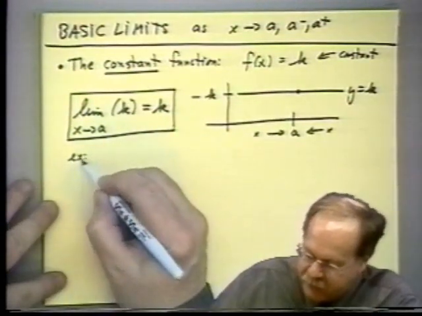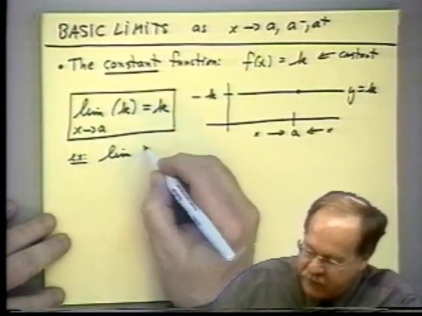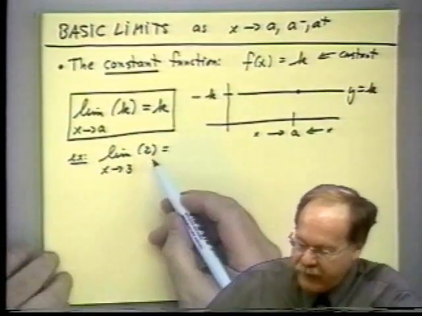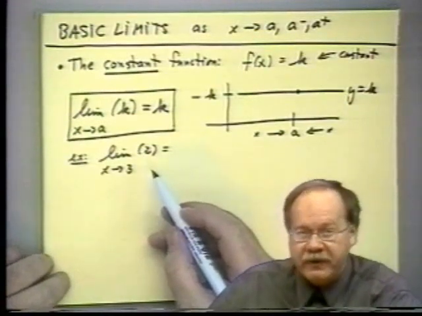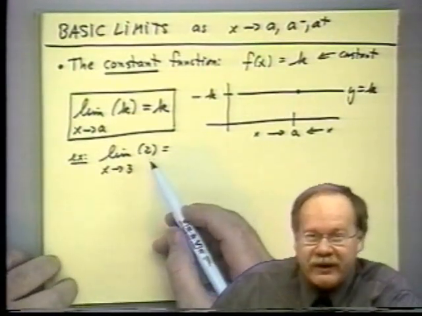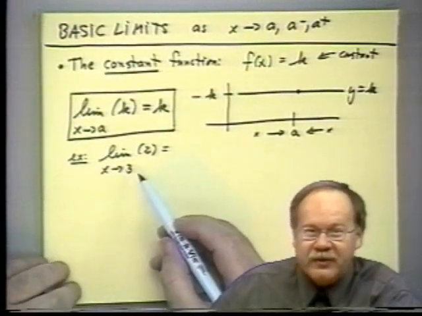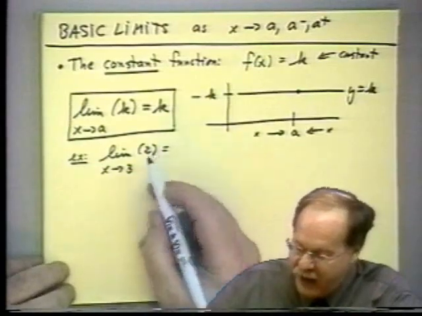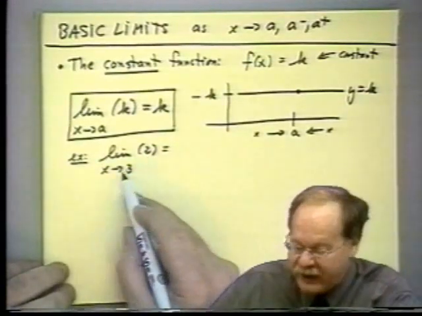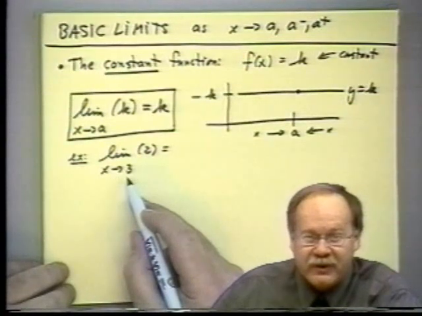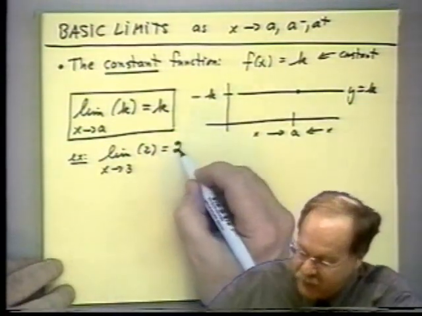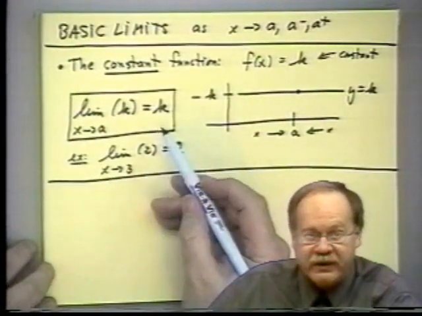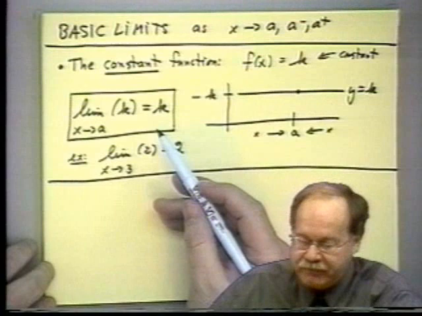And if you want a simple example, you might say, what is the limit of 2 as x approaches 3? Now if you understand the concept, you have no difficulty writing this down. If you don't understand the concept, I have seen students who try to multiply 2 and 3 or add 2 and 3 or do some other operation. In fact, this is the limit of the constant function 2 as x approaches 3, but we don't care what x approaches because this is constant. And so it's just equal to 2. So there's the constant function, the first of the basic limits. The limit of a constant is that constant.